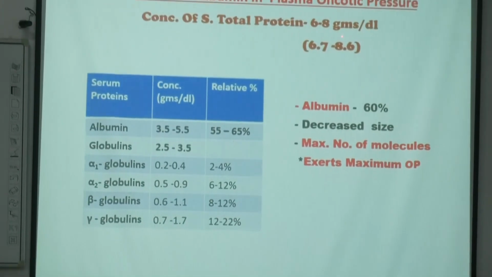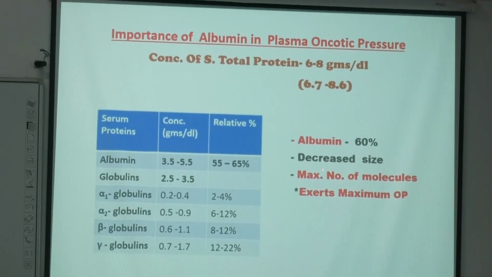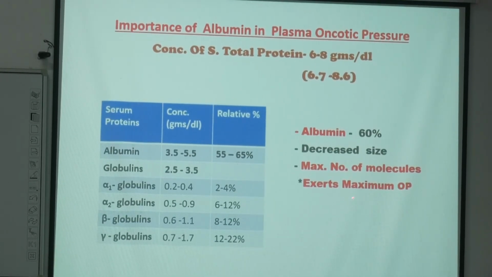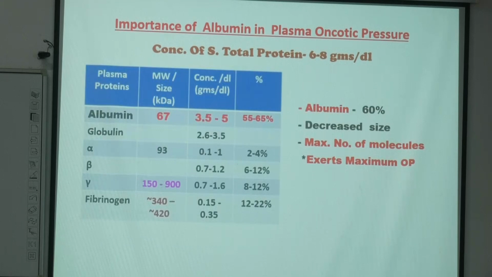So, the importance of albumin in plasma oncotic pressure is that the total serum protein concentration is 6 to 8 grams per deciliter, and albumin constitutes 60% of the total protein. So, it exerts the maximum amount of plasma oncotic pressure, not osmotic pressure I am telling you. It is colloidal osmotic pressure. Because of its decreased size, it has the maximum number of molecules, and it exerts the maximum osmotic pressure.